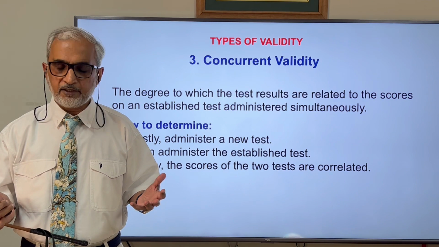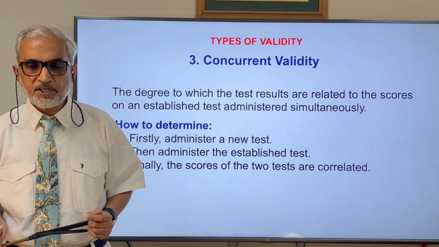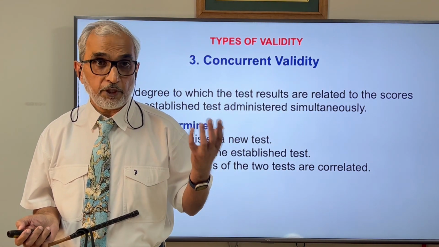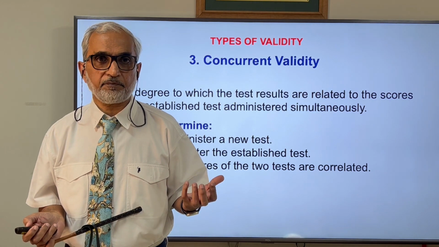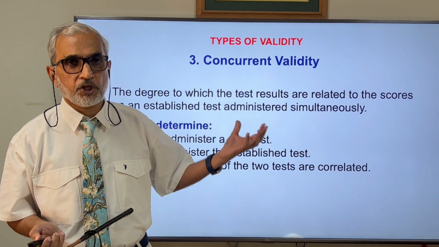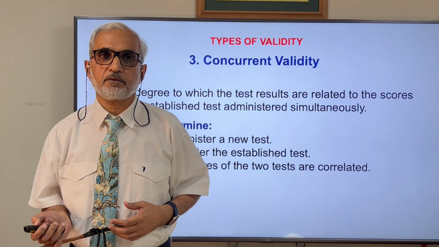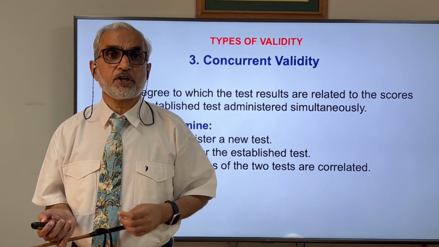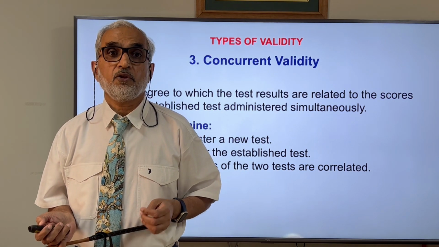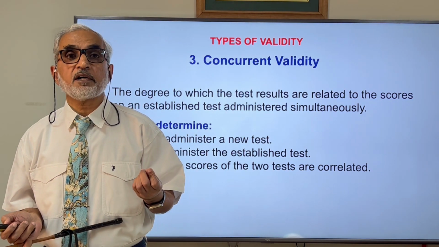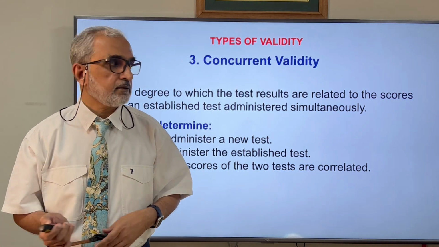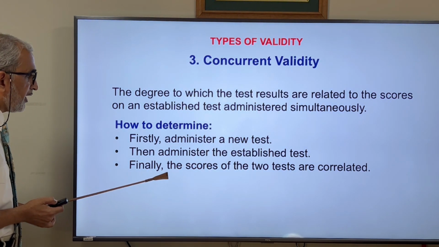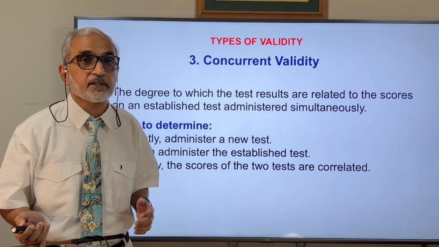So therefore, just to give an example, let us see, we want to examine the problem solving component of knowledge. Now we have two sets of paper, one we construct of MCQ and one of short answer question. The MCQ paper has been administered many times and we know it is of high validity. First we administer the new test, then administer the established test, finally the scores of the two tests are correlated.